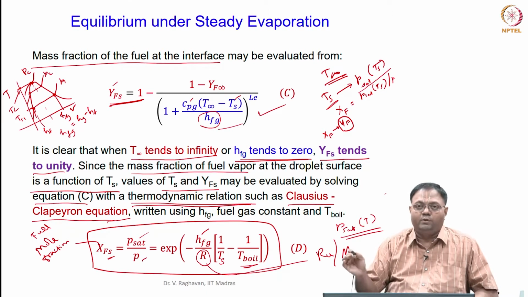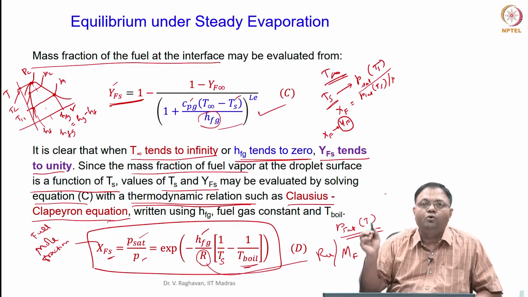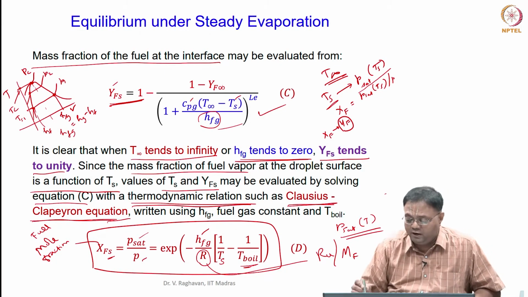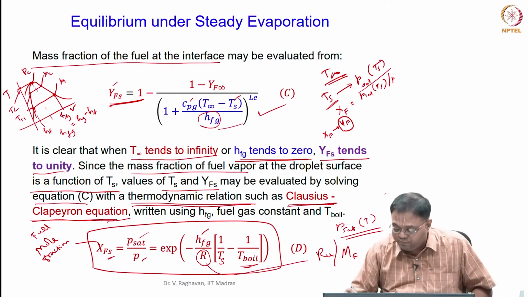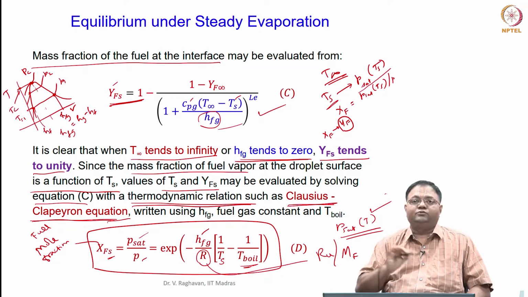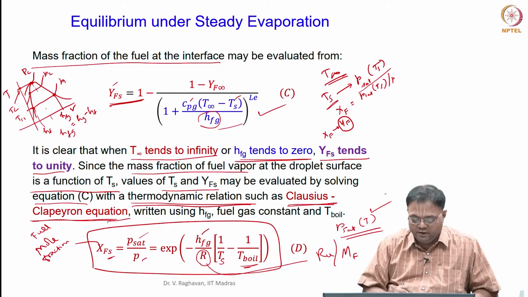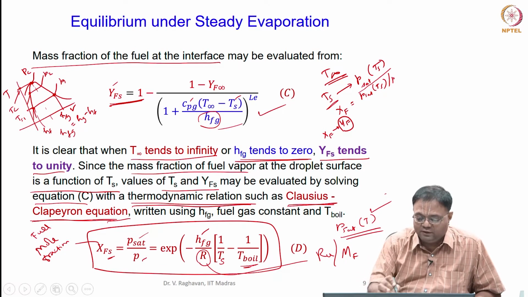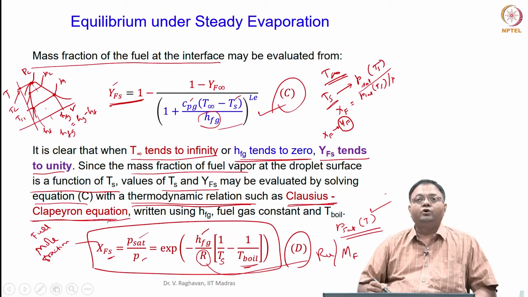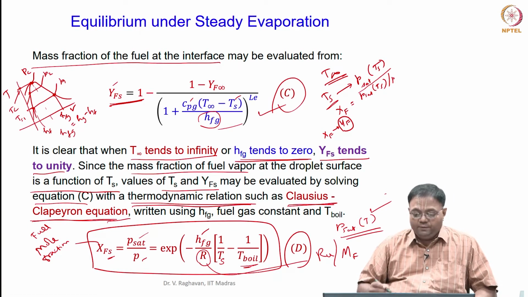So, as it tends to the boiling point, then X of S tends to 1. This is the Clapeyron equation, a thermodynamic relationship which connects the saturation pressure and temperature, a unique relationship between the saturation pressure and the temperature. So, that is the equation. If you use this C and this D, you can get the values of the YFS and TS.